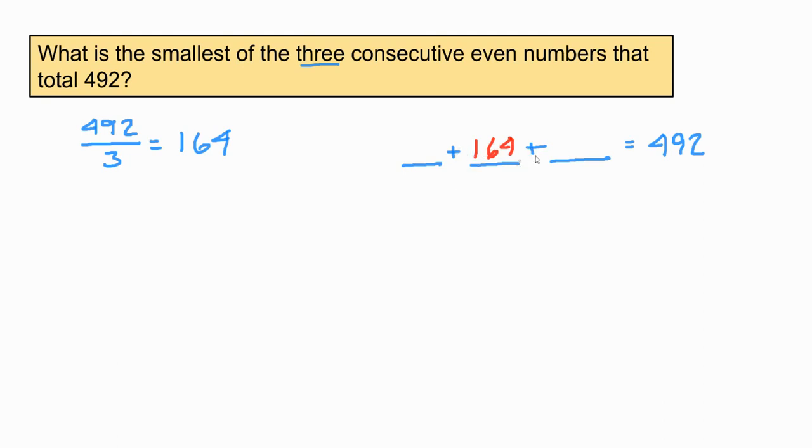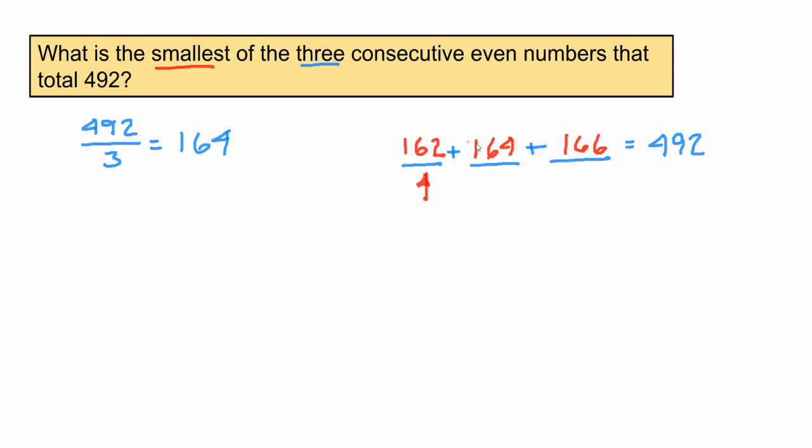Two numbers more than that will be the next even number, 166. And two numbers less than that will be the first number. In this case, they were asking for the smallest of the three. And there it is, 162 would be the answer to this question.